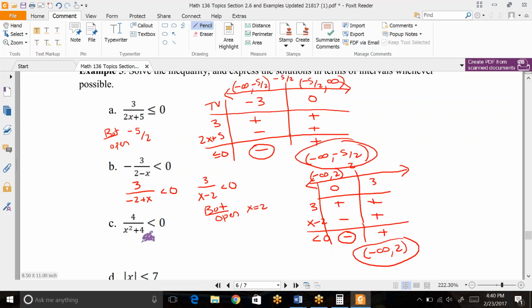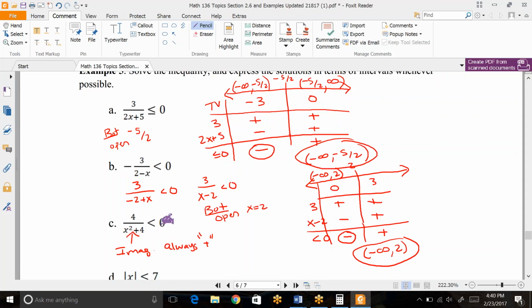For this last one, there's a problem. This is imaginary, which means this will always be positive. If you square something, it goes positive. If you add 4 more to it, it goes positive. And if you tried to solve this, this is not a critical value. You get x squared equals negative 4, and we know that's imaginary, which means it's not a critical value. Critical values for us in these problems have to be real numbers.